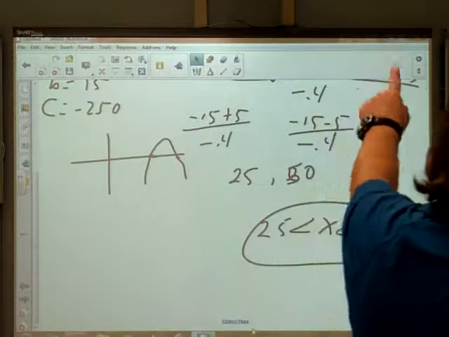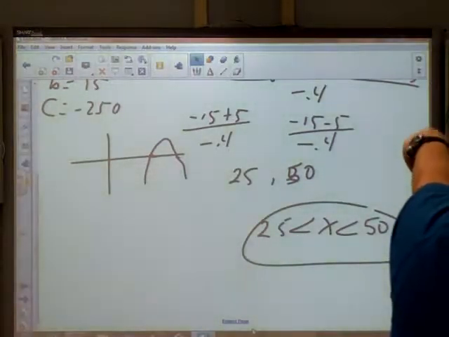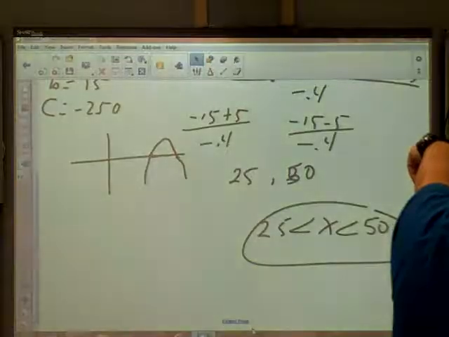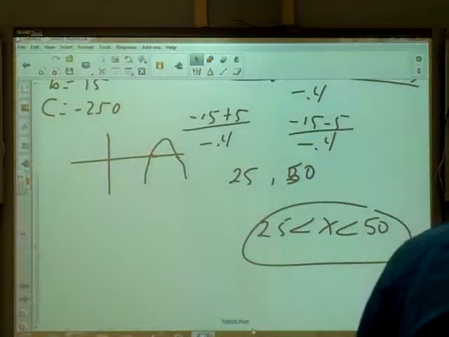If you do negative 15 plus 5, that got you negative 10. And then negative 10 divided by negative 0.4. That would be 25. Same thing on the other side. Divide by the negative 0.4.